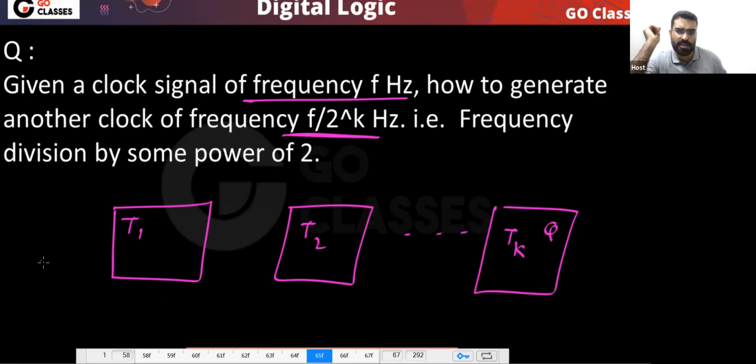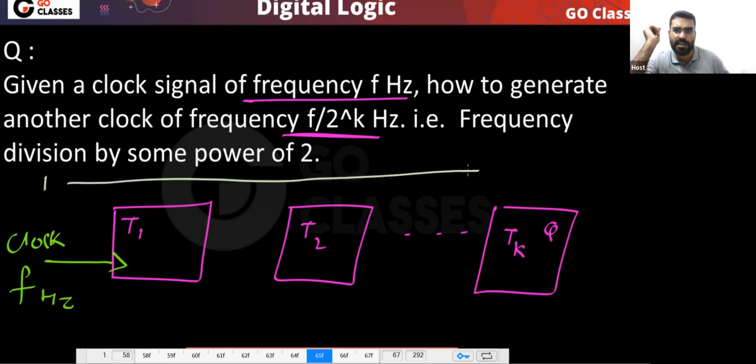So now this is your clock. Let's assume this clock has frequency F hertz. Remember, you will connect every T to 1. Every T will be connected to 1. Now, this output will go as a clock to this. I can say this output will work as a clock to this.